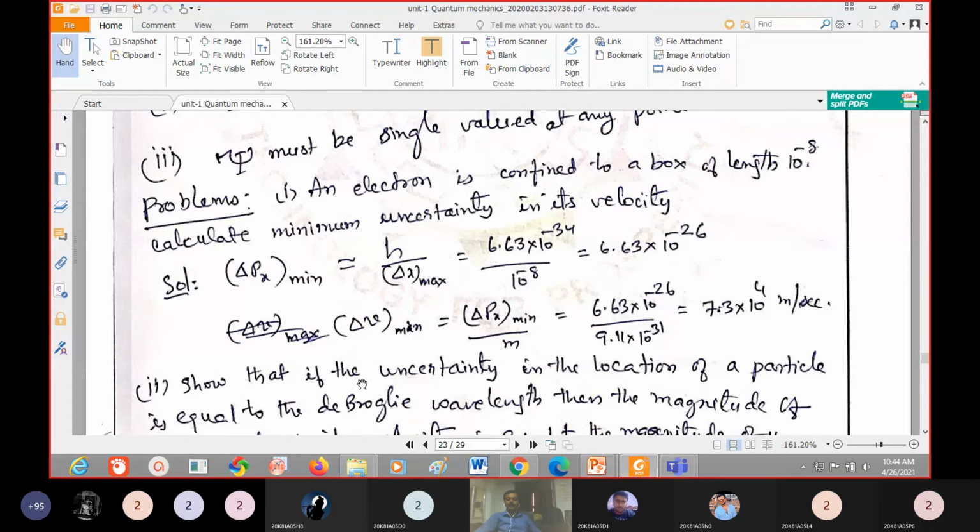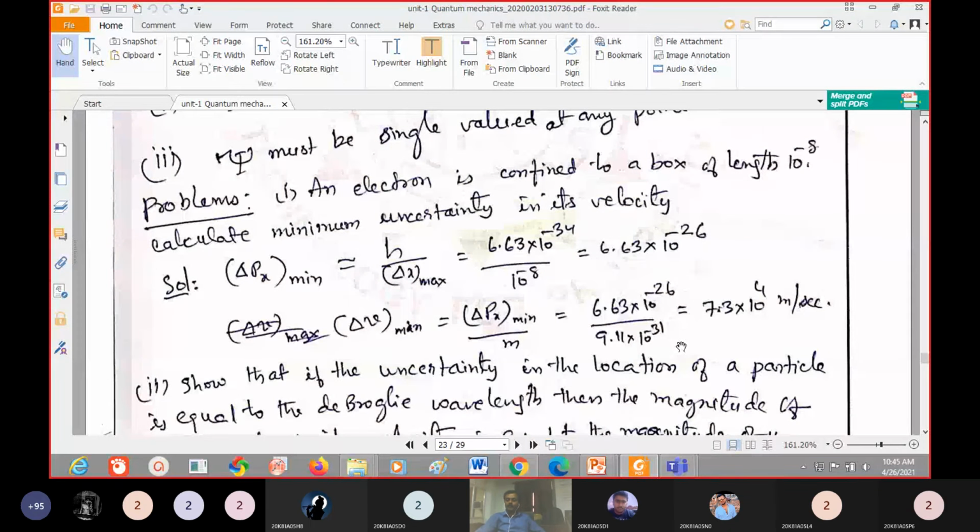That is the uncertainty in momentum, but we need the uncertainty in velocity. So delta p equals m into delta v. The minimum uncertainty in velocity equals delta p minimum by m. Delta p here is 6.63 into 10 to the power of minus 26. M is the mass of the electron, which is 9.11 into 10 to the power of minus 31 kilograms.